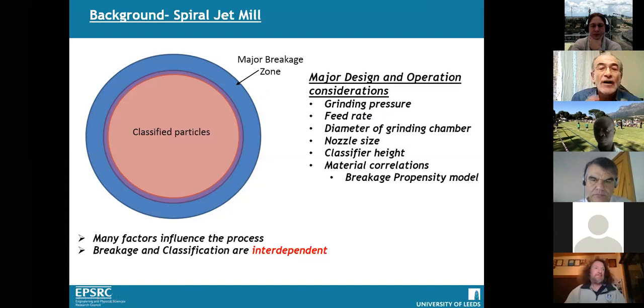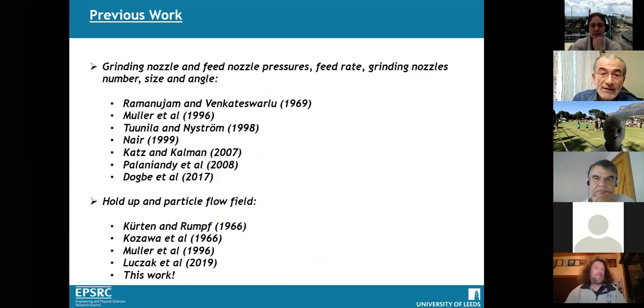So we have a dynamic holdup, which is influenced by these 2 parameters, and of course the rate at which the particles break. So we have many factors which influence the process. And of course, here we are only looking at the holdup and looking at the effect of holdup on fluid flow and particle flow patterns.